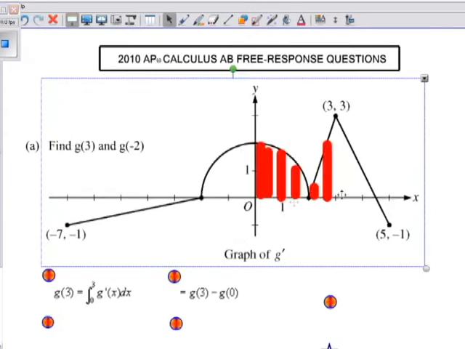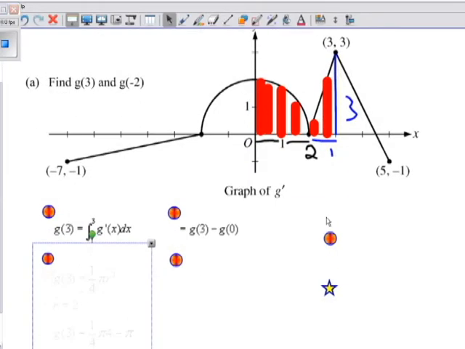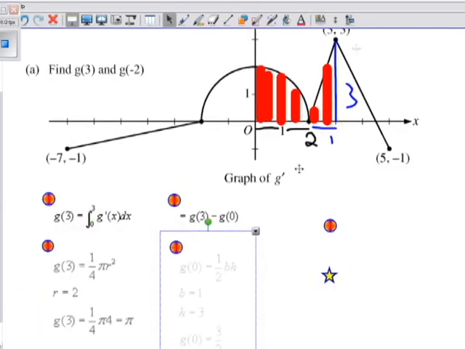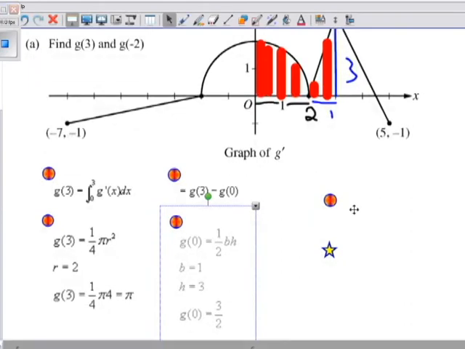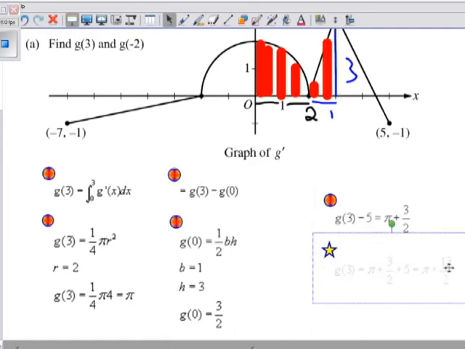g of 3 is the integral of g prime of x from 0 to 3, which is g of 3 minus g of 0. We find g of 3 by finding the area under the curve. For the quarter circle, we know the area is 1/4 pi r squared. And by plugging in 2 as a radius, we get that the area of the quarter circle is pi. We treat the area under the line segment as a triangle with an area of 1/2 base times height, where base is 1 and height is 3, so the area is 3/2. We add 5 to pi plus 3/2 because 5 is the starting value, g of 0, of the function. So the final answer is pi plus 13/2 for g of 3.